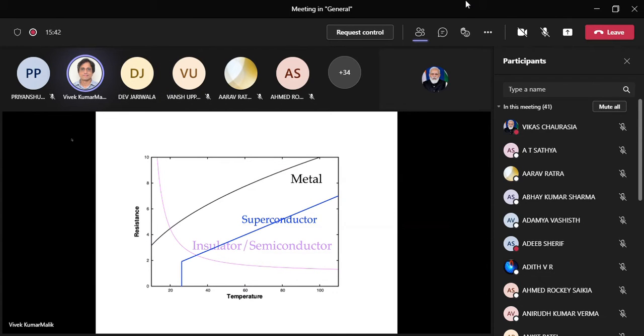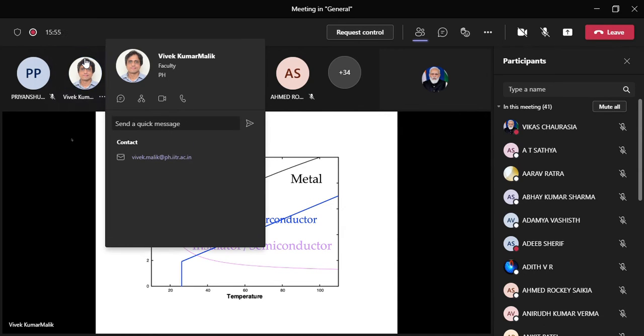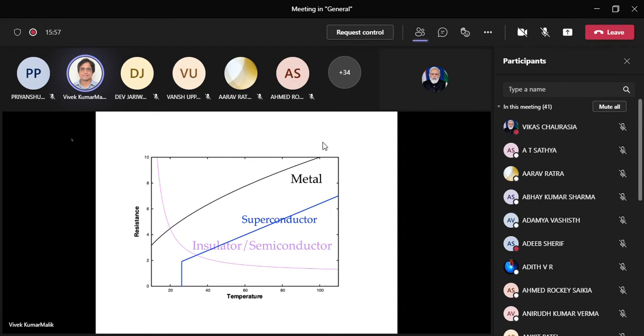Okay, fine. I'll say what it is. So far we know that below this critical temperature, that's what we know, this TC, the resistance is absolutely 0. The resistance of a superconductor is 0.